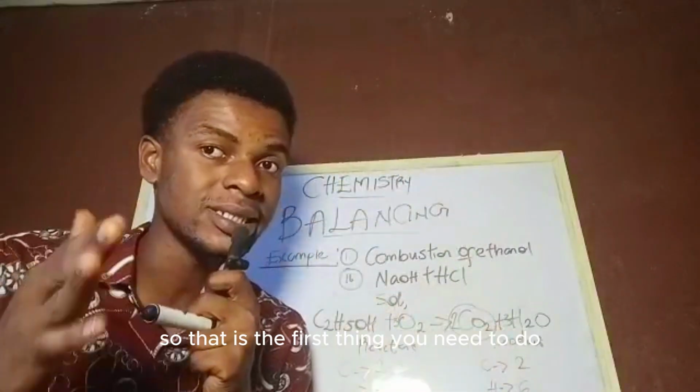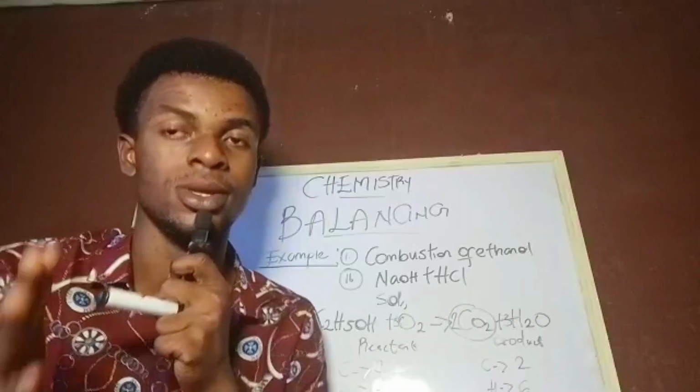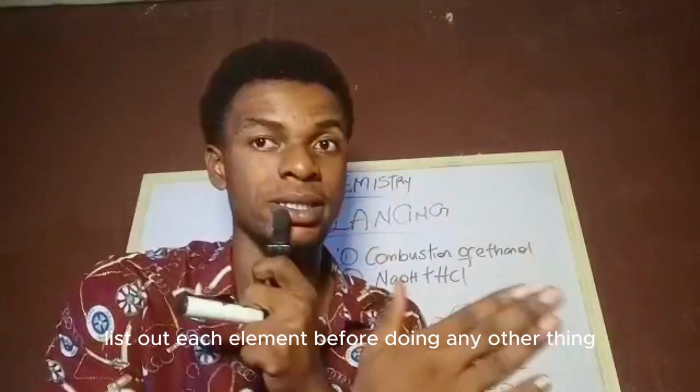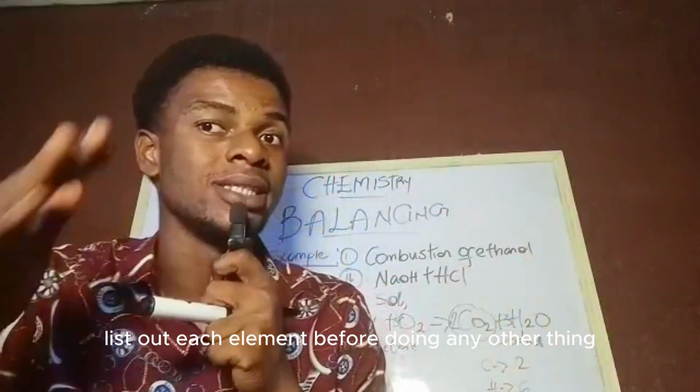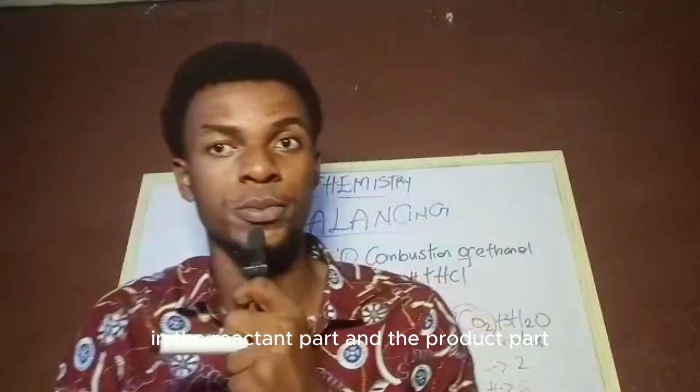So that is the first thing you need to do. List out each element before doing any other thing in the reactant part and the product part.